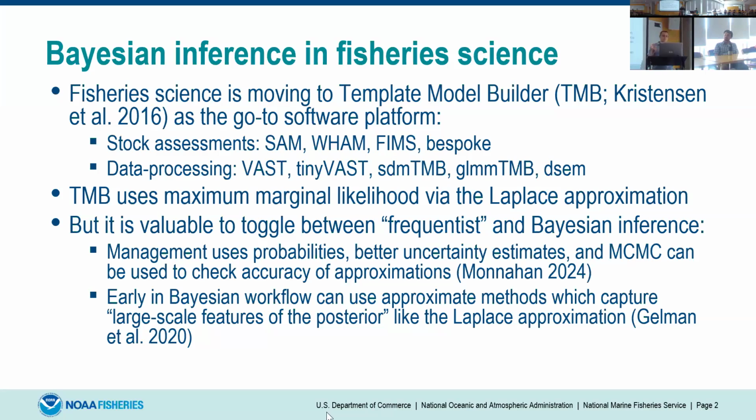data processing and research. So VAST and sdmTMB for spatial index standardization, glmmTMB for regressions, and dsem is a package we're starting to use more frequently for time series and causal models. And TMB uses maximum marginal likelihood via something called the Laplace approximation. It does that super efficiently using sparsity, which is a big theme of the talk for today.